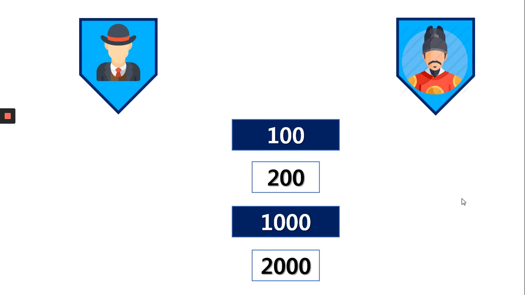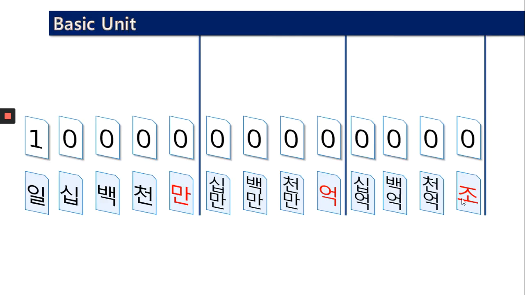Okay, and now we also have one important point. Anyway, you also need to memorize this slide, right? It's also quite important. Okay, let me repeat one more time. This is 1, 10, 100, 1000, 만, 10만, 100만, 1000만, 억, 10억, 100억, 1000억, 조.